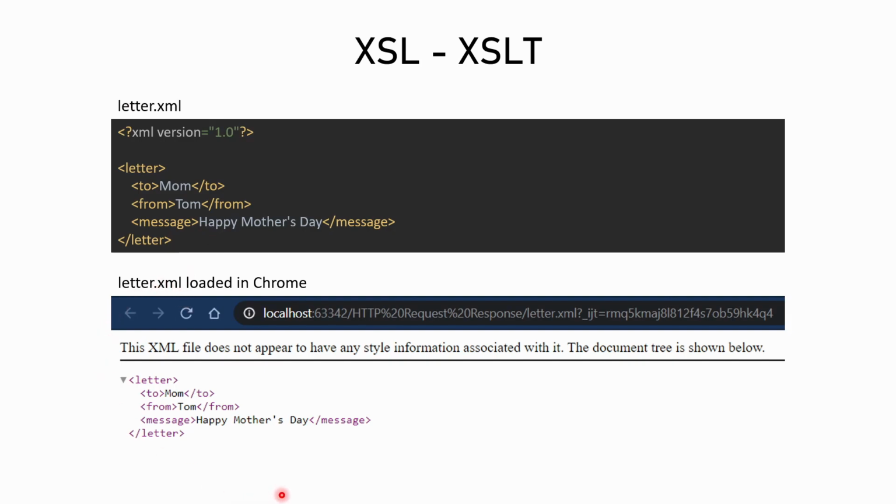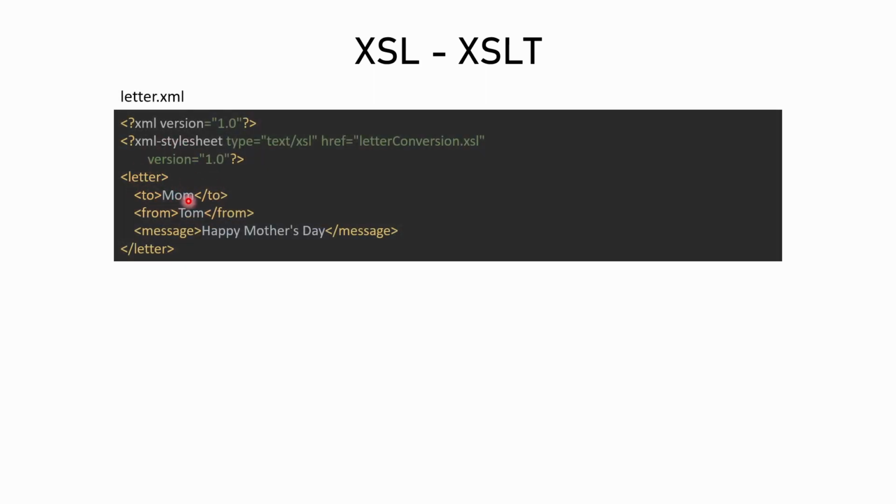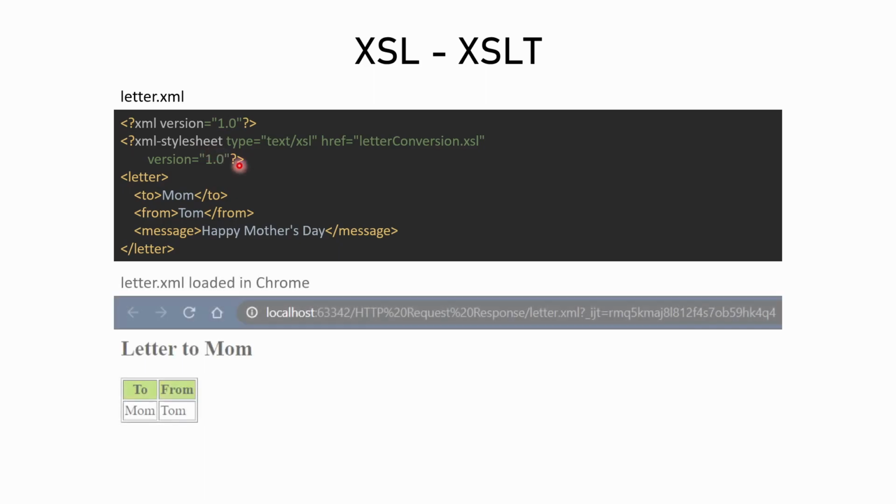Now, let's see what happens if we add a style sheet to this XML document. Everything is the same as before, but now we have added a style sheet reference. The style sheet that we are referencing is letterconversion.xsl, which we will be taking a look at later. But now let's see what happens after we have added the style sheet reference.